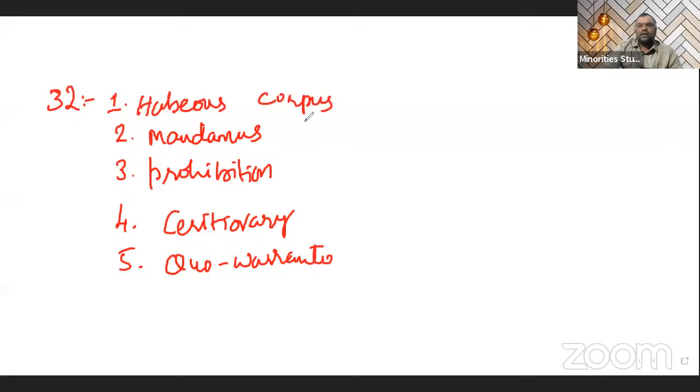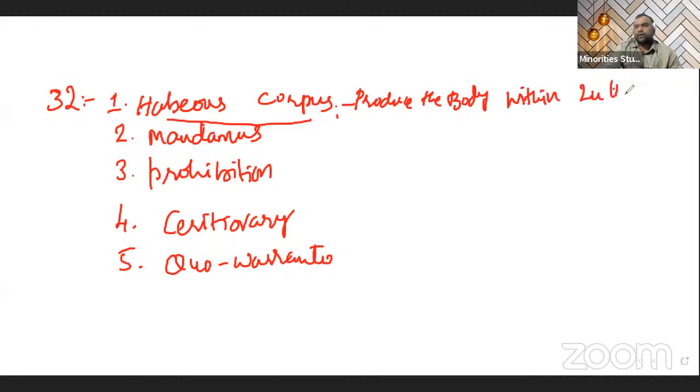Please listen carefully. Habeas corpus. Just now we discussed Article 22: an arrested person must be produced before the nearby magistrate within 24 hours. This is called habeas corpus, which means produce the body. Produce the body within how many hours? Within 24 hours. This is very, very important.